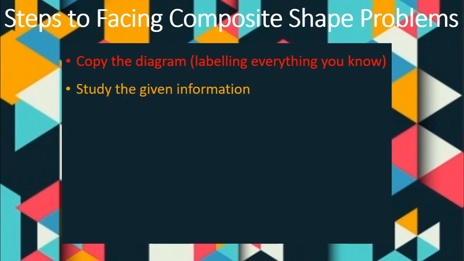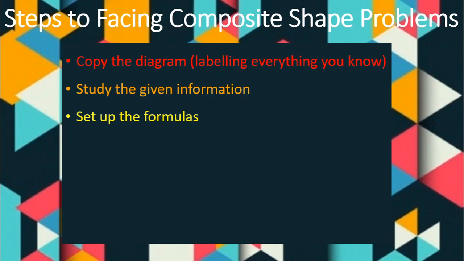Step 2, study the given information. If they give you the area, then think about using the formula for the area. If they give you the perimeter, think about using the formula for the perimeter. If they give you a side length or a width or a height or a base, make sure that that's labeled on the diagram.